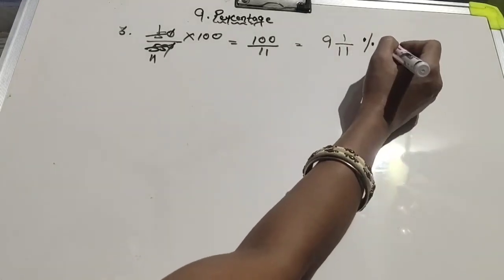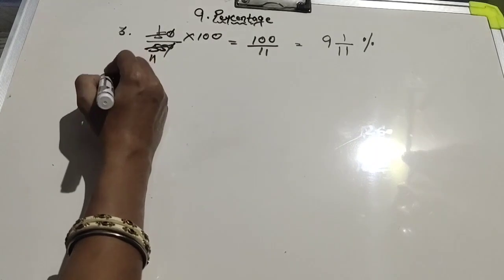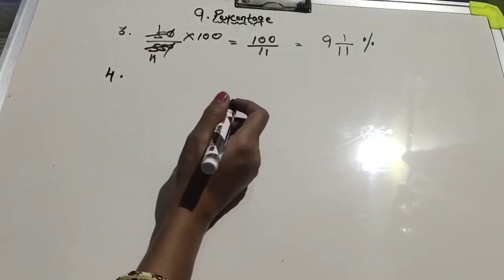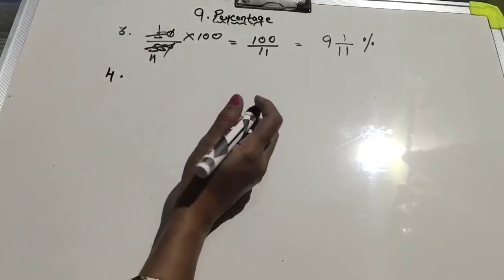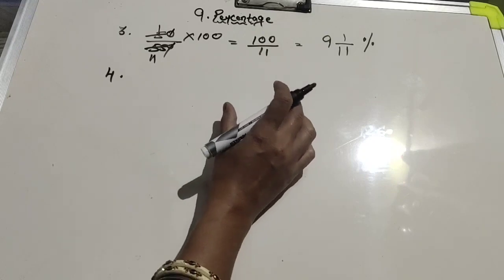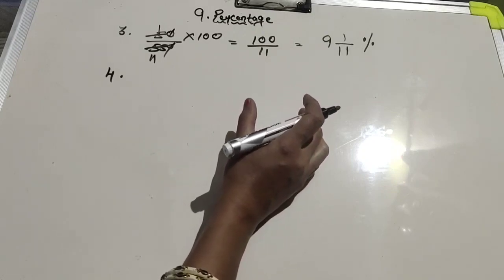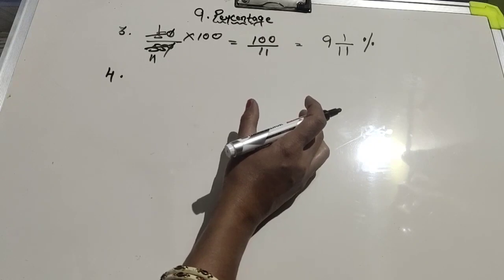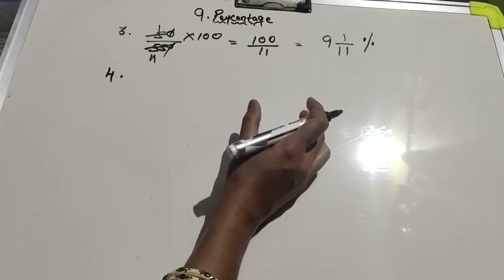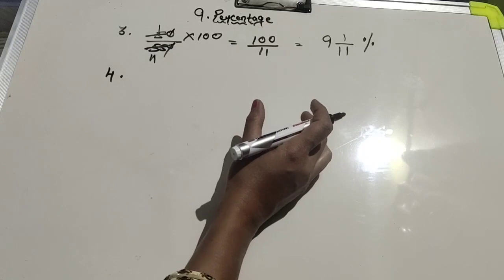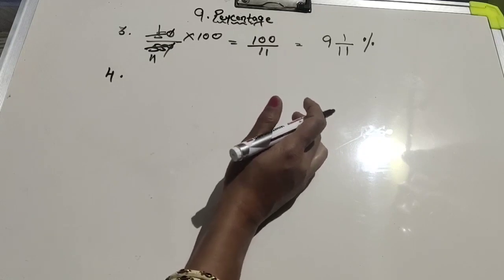Now move to question number 4. Question number 4 is given: in a class of 70 students, 45 students pass a mathematics test. Only 45 students passed in the mathematics test. What is the passing percentage of the students? We will find the passing percentage.